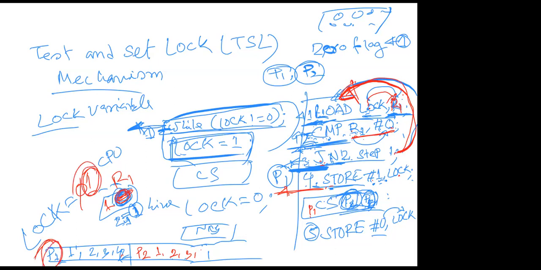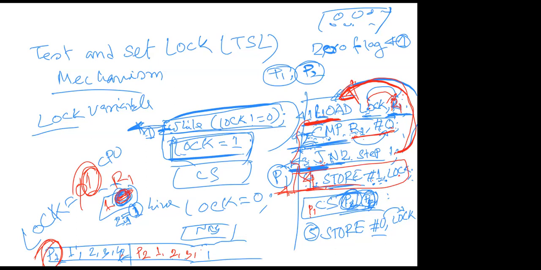So from here, you can see that if any process is preempted between the first line, the load, and the third line, two processes can enter the critical section. If it is preempted after storing the lock value as 1, then only one process can enter the critical section.